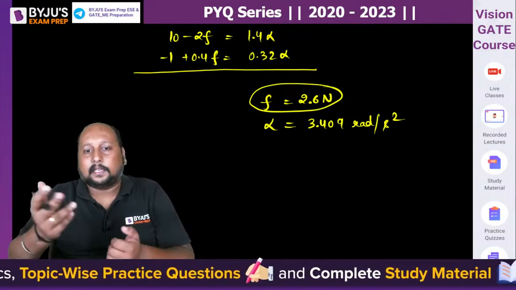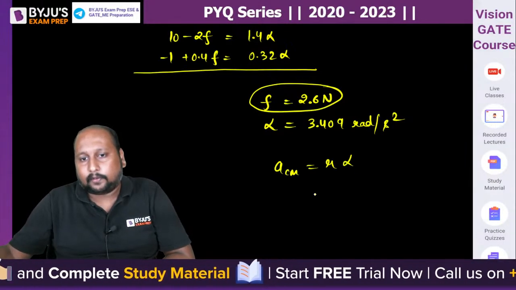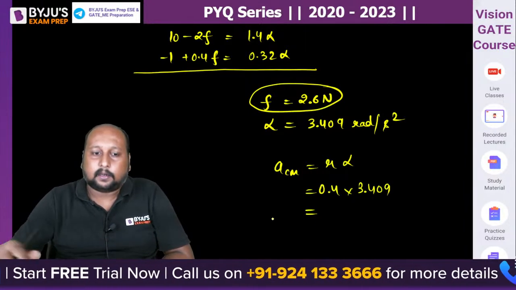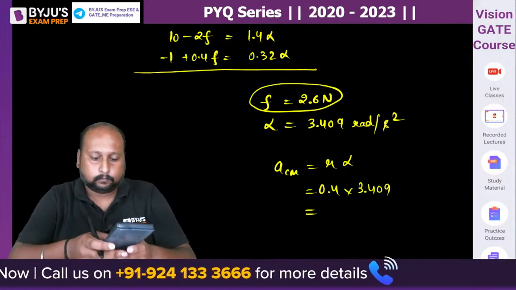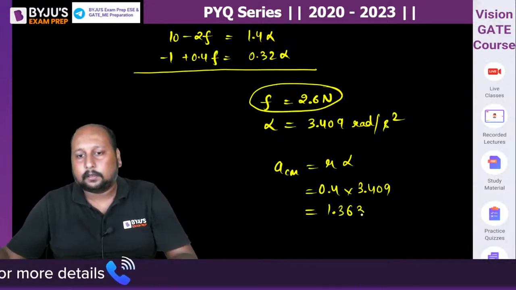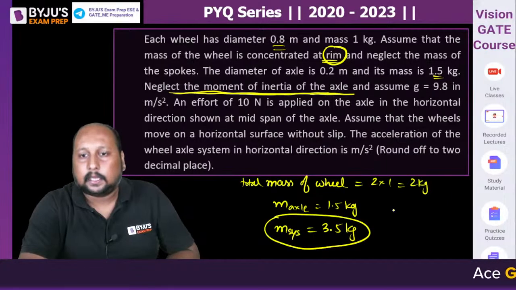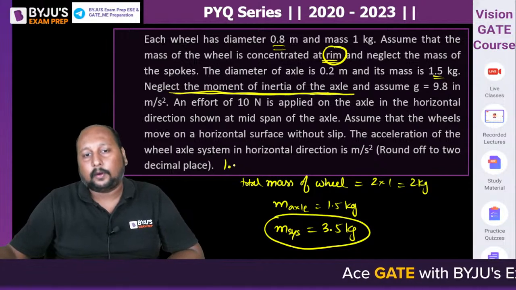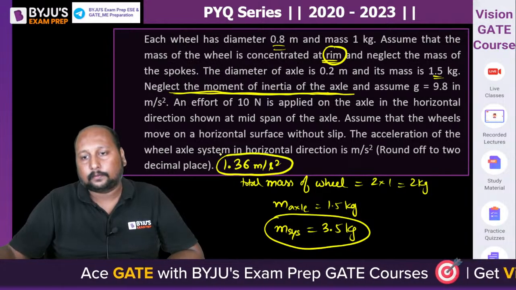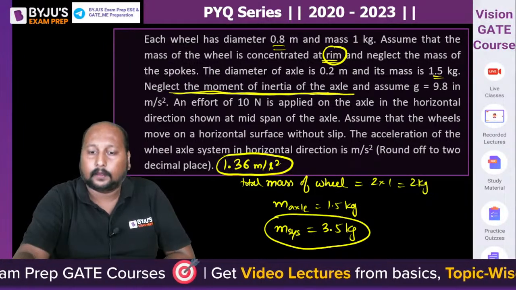If alpha is calculated, we can get the value of acceleration. Acceleration of the center of mass is equal to r into alpha. R is 0.4, alpha is 3.409. So this is somewhere around 1.3636. Are we getting this one? 1.3636 meter per second square, and I think they are saying round off to 2 decimals, so we can say 1.36 meter per second square. This is the value of acceleration that we are getting.